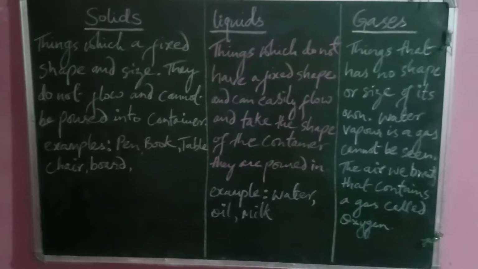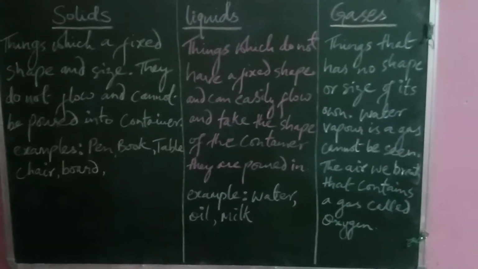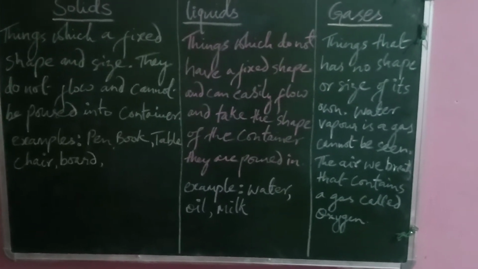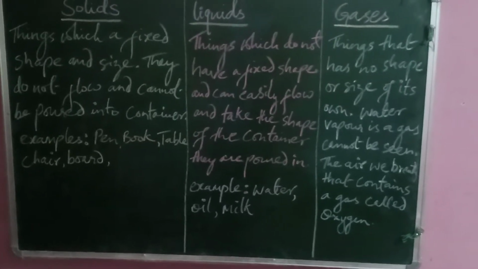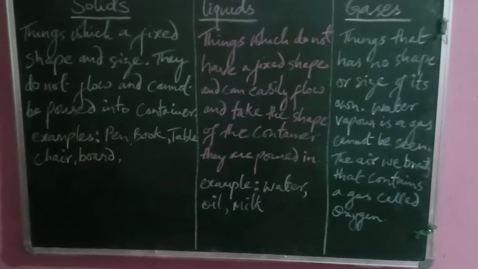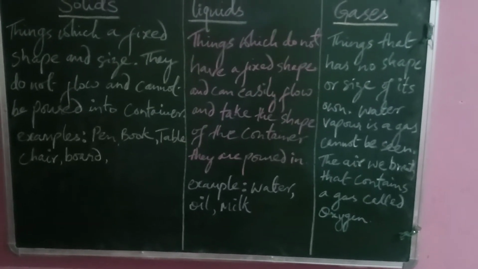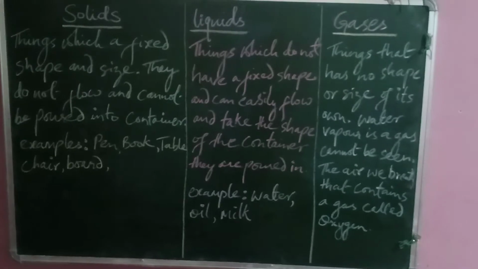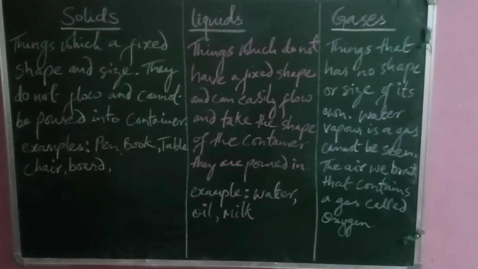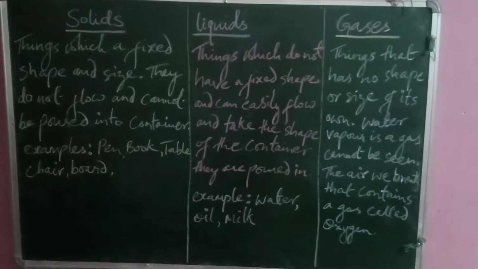So basically what you have to understand here is we have to specify their properties. So things which have a fixed shape, if they have a shape and a size, and they do not flow from one place to another place, that will be your solid. So you have to remember these properties of states, the properties of matter. Accordingly you can classify whether it is solid, liquid, or gaseous form.